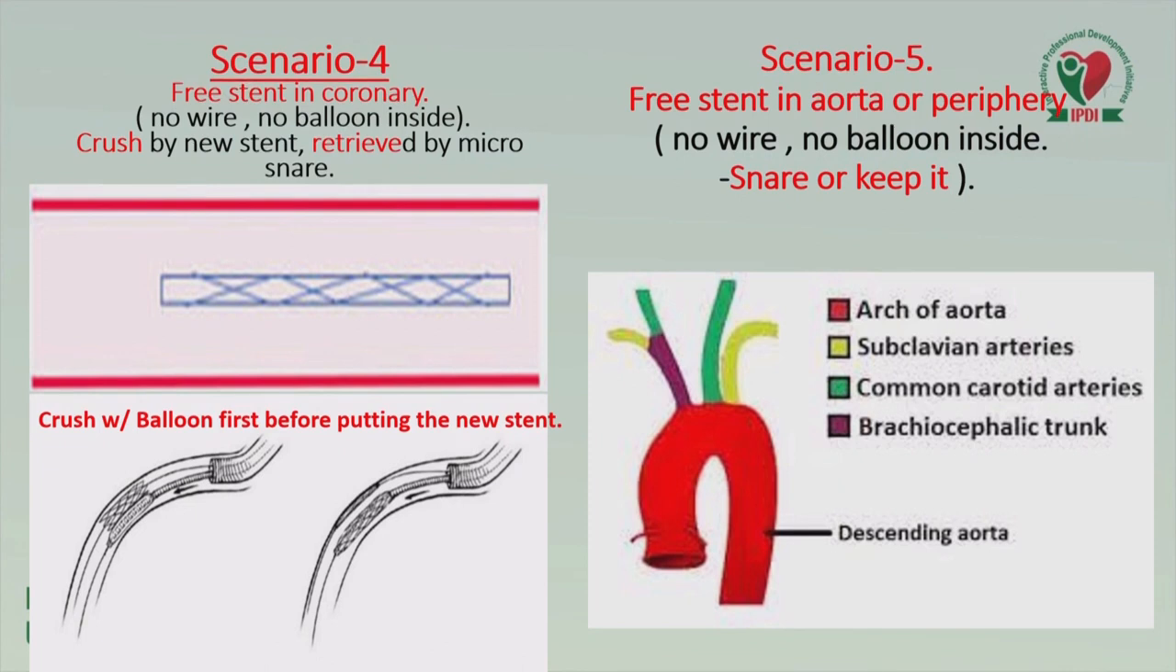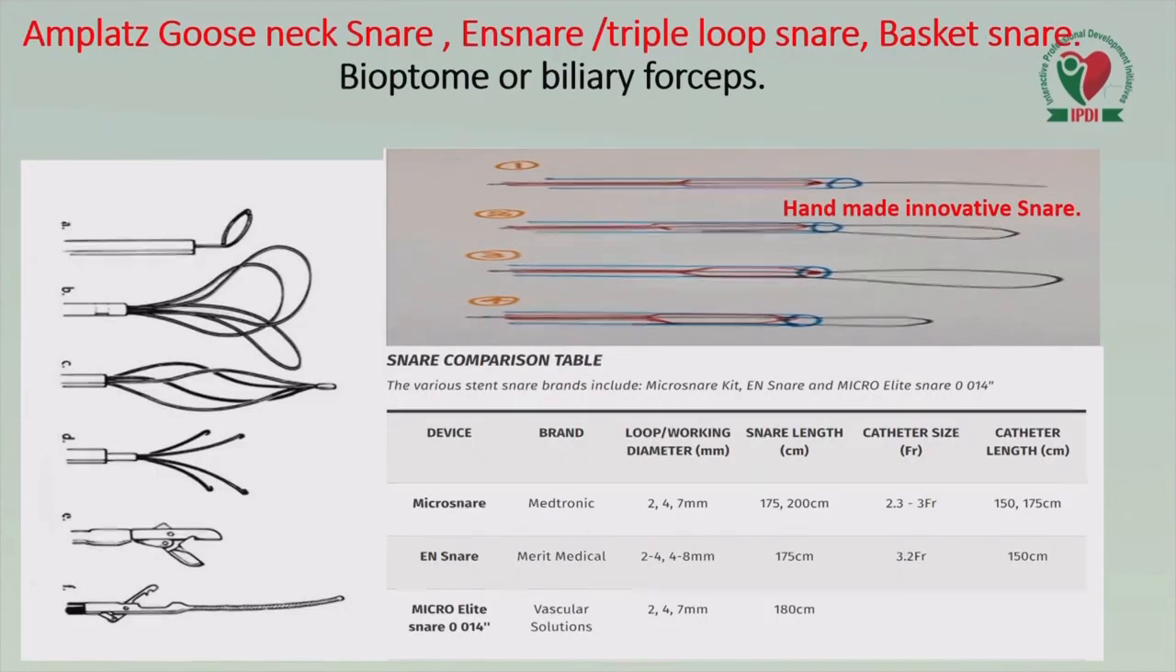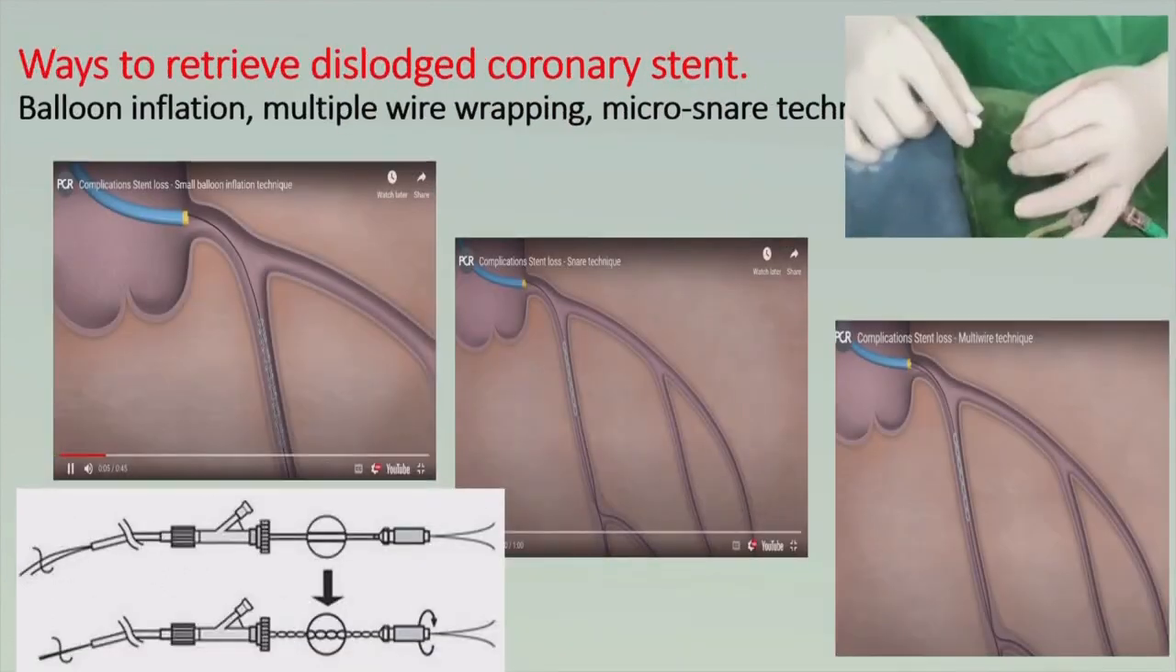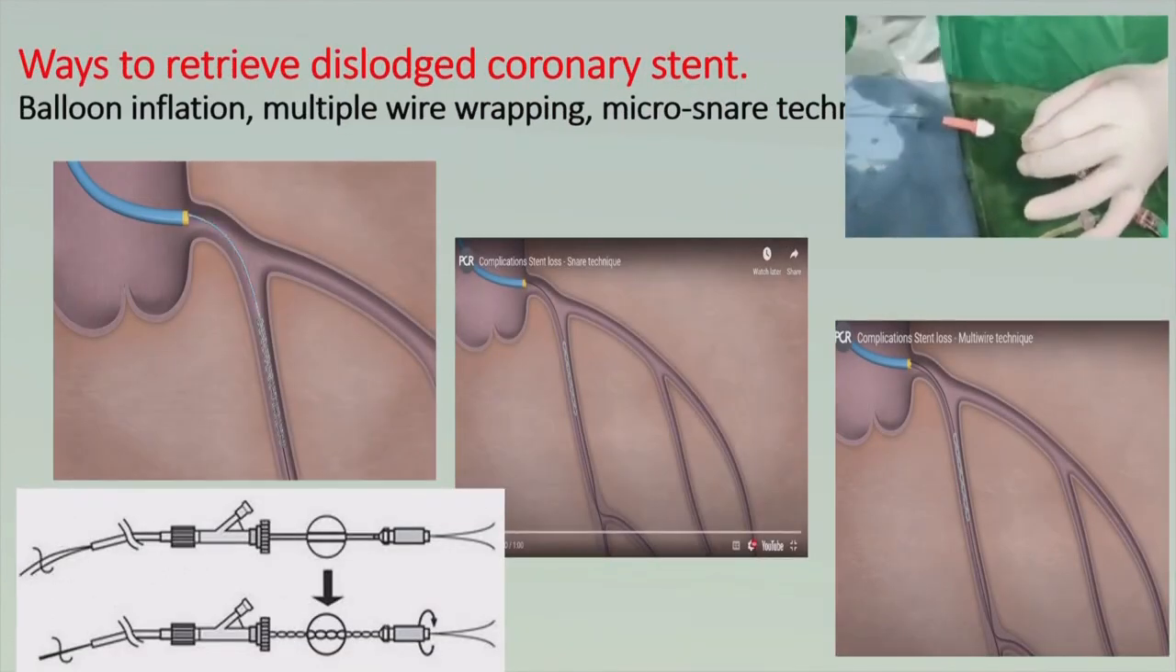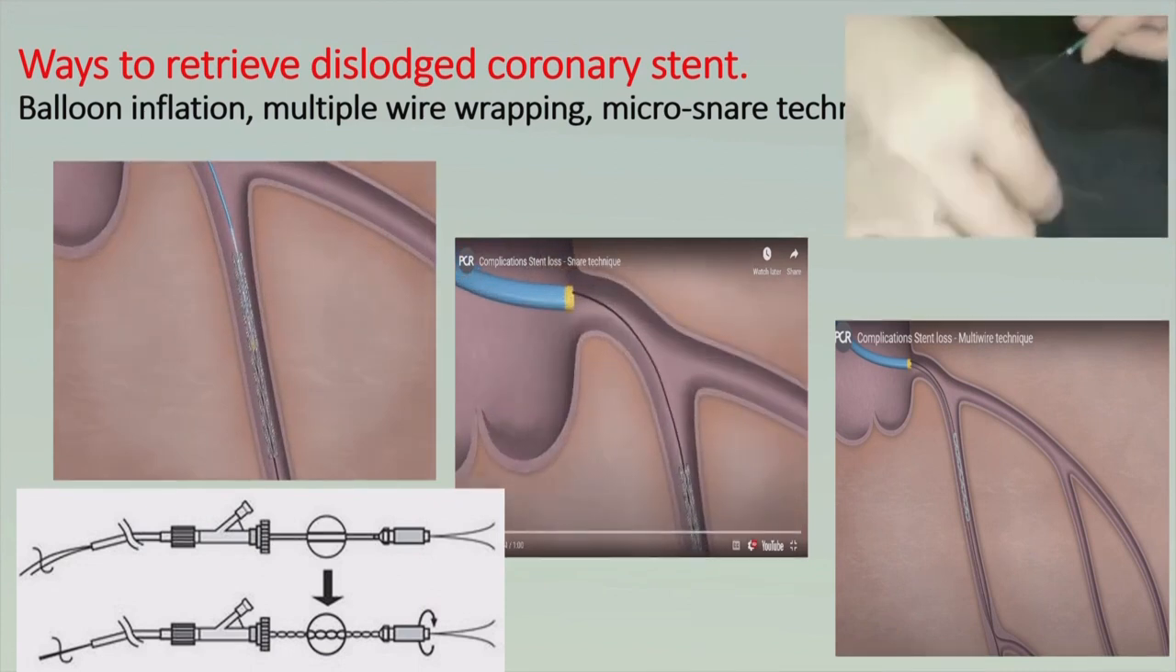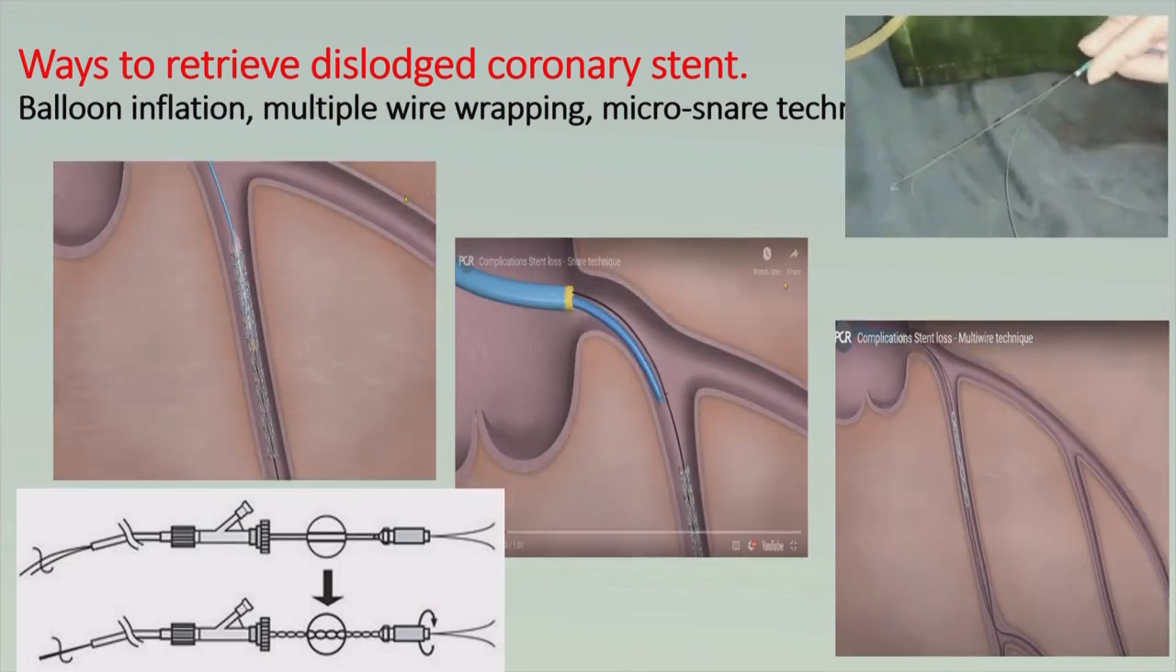Sometimes the stent may be lost in the aorta or periphery. So these are the stent retrieval devices. More commonly we use either a gooseneck snare or an N snare, and sometimes a handmade innovative snare. That is a very important tool. So these are the methods by which the stent can be retrieved from inside the coronary artery.